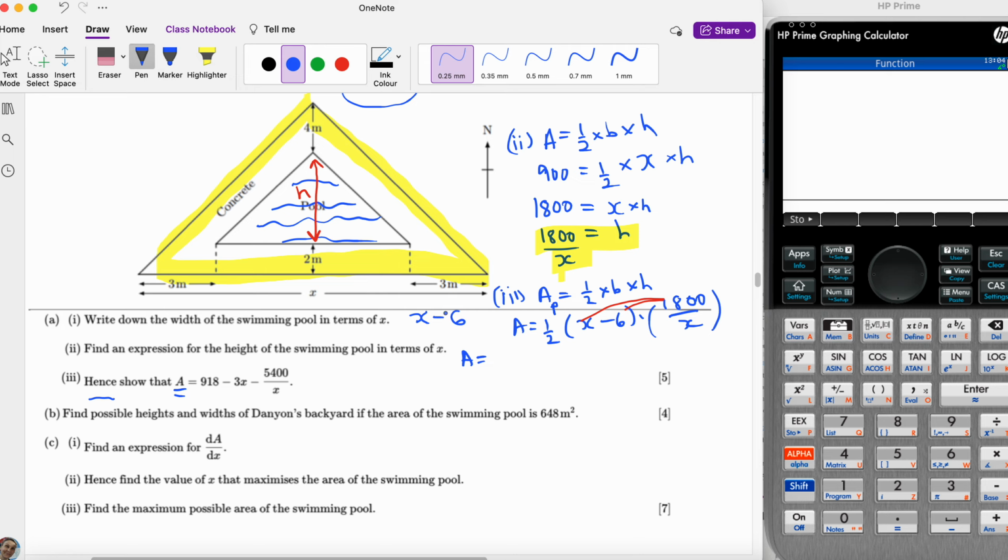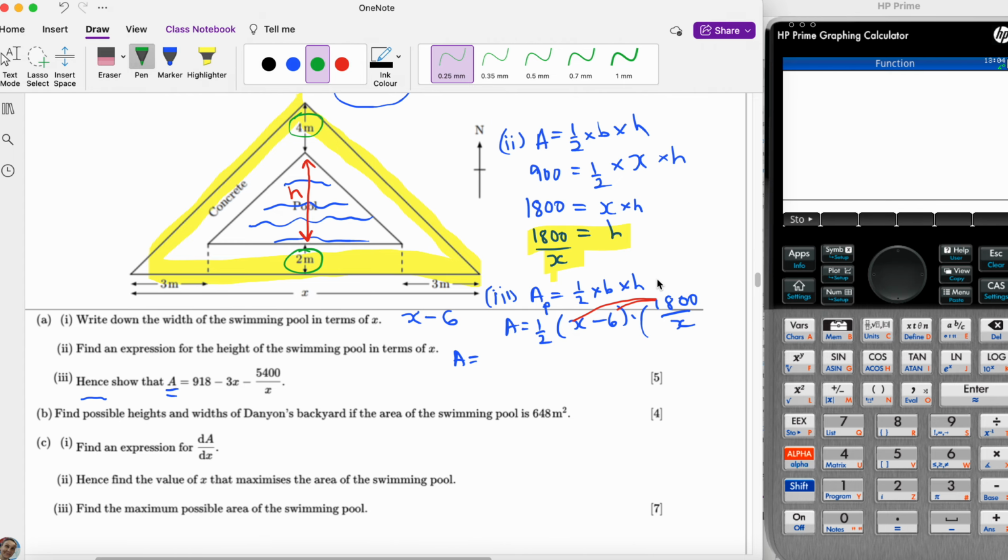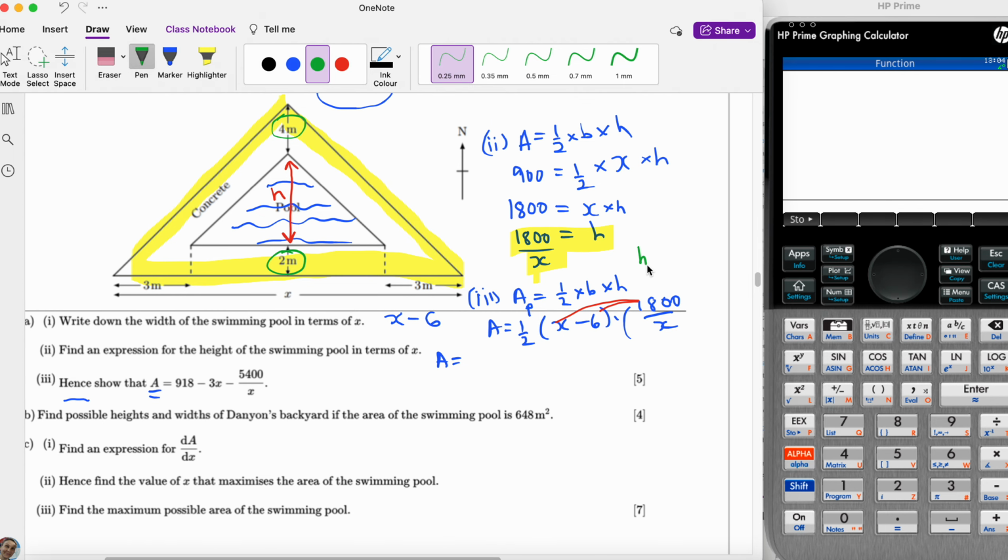I made a mistake, but I'm not redoing this. Be careful, because the whole height is not this. I apologize, we need to take off the 4 and the 6. I was checking if you were paying attention. The height of the pool is going to be the height of the whole backyard, but we have to take off 6, so just add on 6 to this.